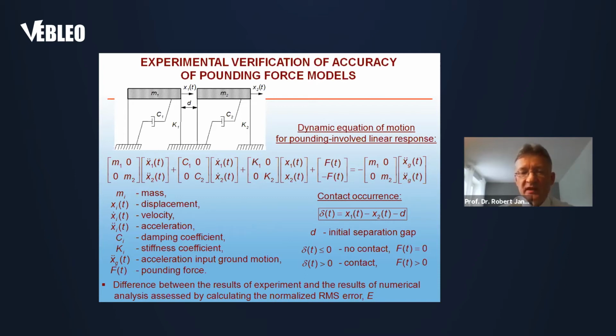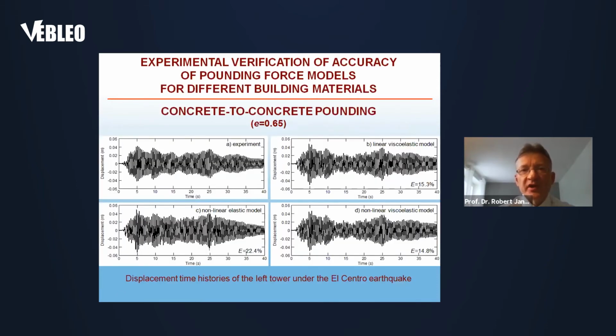In the case when delta is larger than 0, contact occurs, and the appropriate value of pounding force is calculated for different pounding force models. The difference between the results of experiments and the results of numerical analysis can be assessed by calculating the normalized root mean square error so as to verify the accuracy. And here we can observe some examples of the results.